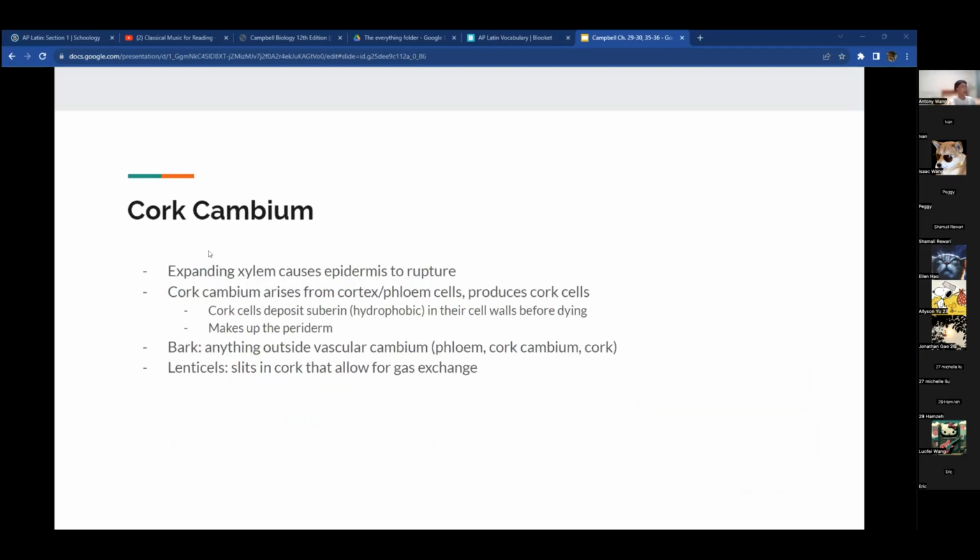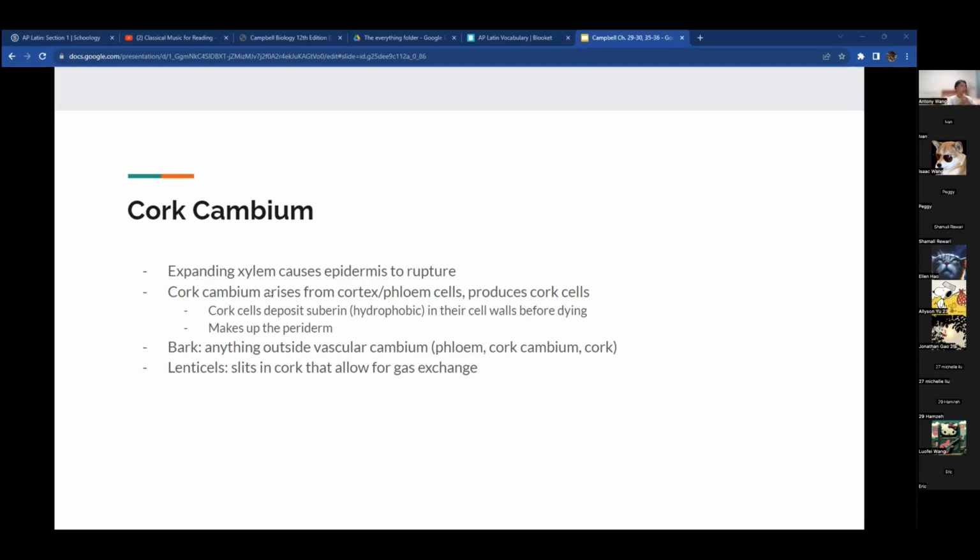And then this is the other meristem we talked about, the cork cambium. The expanding xylem causes the epidermis to rupture, right? As the plant grows bigger, the outermost layer, the epidermis, can't keep up with the rate of expansion of the internal cells, and it will rupture and slough off. Think of it as peeling skin, peeling bark.